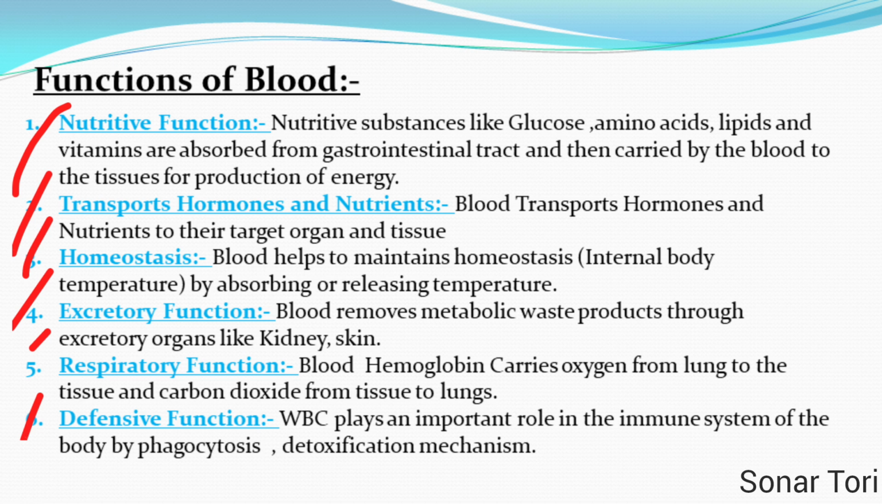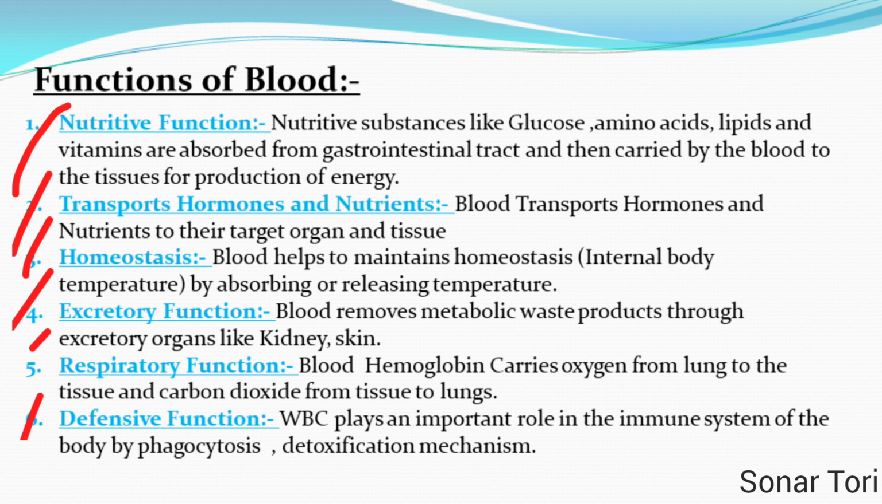Nutritive function: glucose, amino acids, lipids, and vitamins are absorbed from the gastrointestinal tract or GI tract and then carried by the blood to the tissues for the production of energy. 2. Transport hormones and nutrients. Blood transports hormones and nutrients to their targeted organs and tissues. 3. Homeostasis. Blood helps to maintain homeostasis or internal body temperature by absorbing or releasing heat.